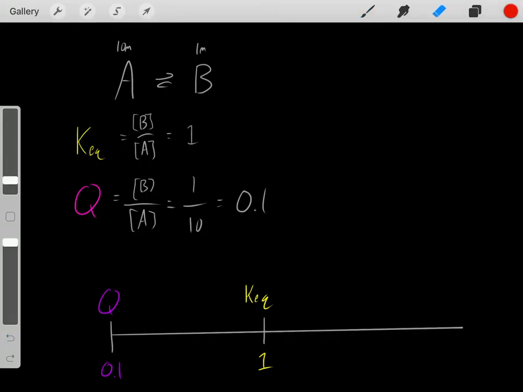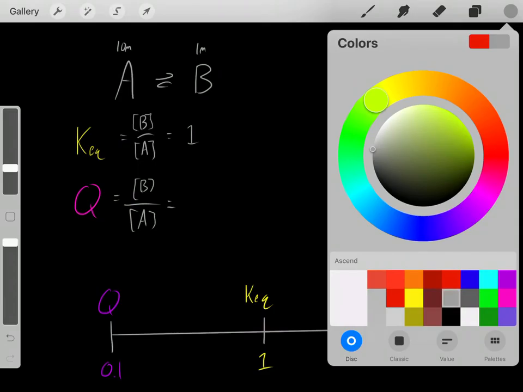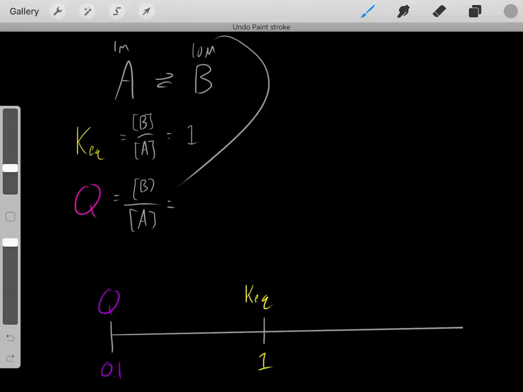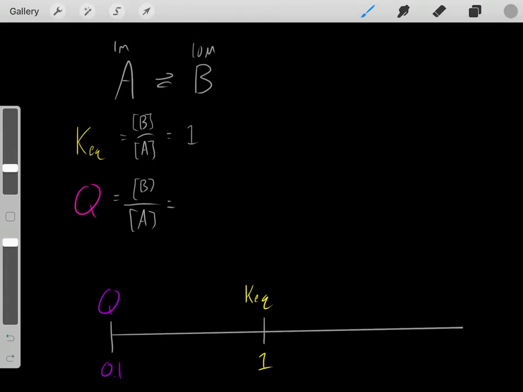But now, let's say we have different reaction quotient concentrations. Let's say now we have current concentrations where instead we have 1 molar of A, and let's say we have 10 molar of B. So what if we plugged in these reaction quotient concentrations here? Well, again, we have 10 molar of B and 1 molar of A. So this would give us a reaction quotient of 10.